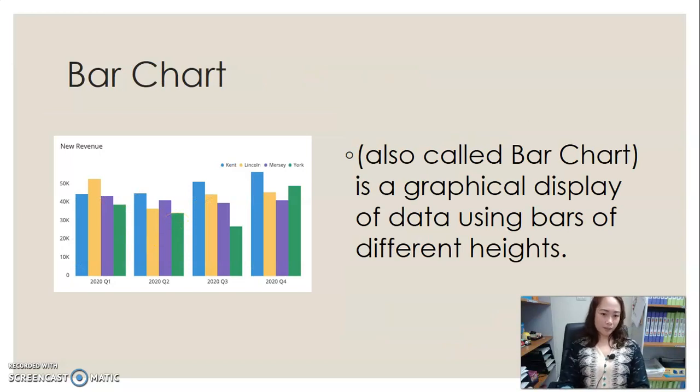So, bar chart. Now, a bar chart is also called a bar graph, and is a graphical display of data using bars of different heights. So you will know that this blue one is 40K, the yellow one is 50K. It shows the different cities as well and their revenue for each quarter. Now, what are the parts of the bar chart?